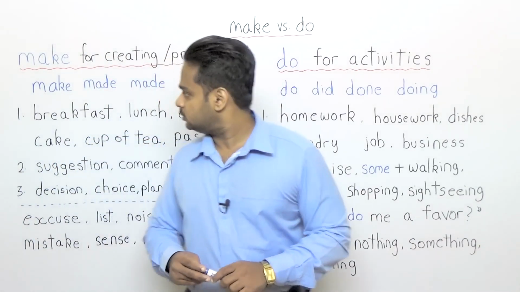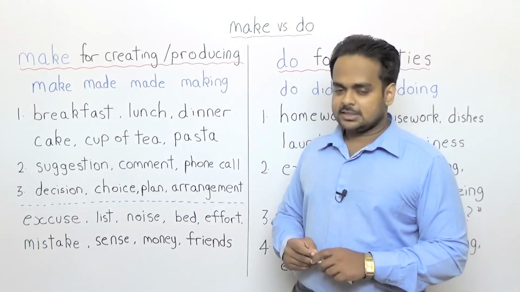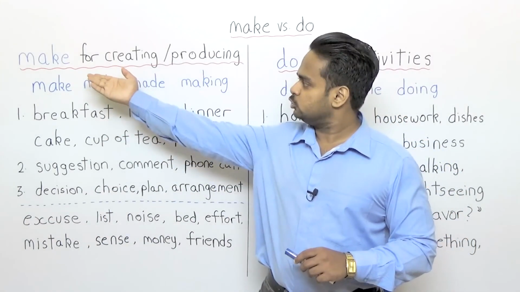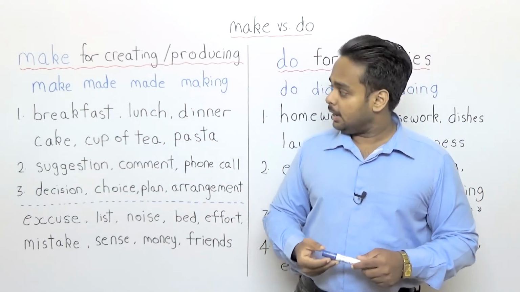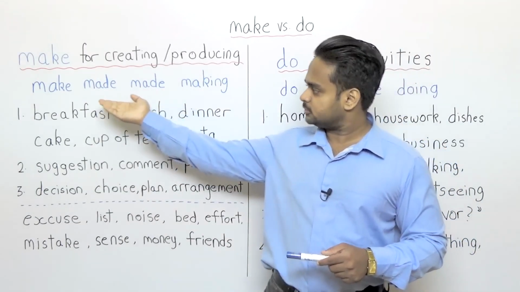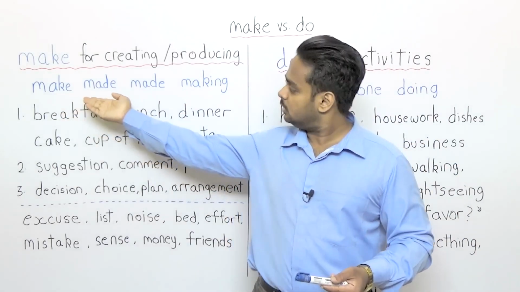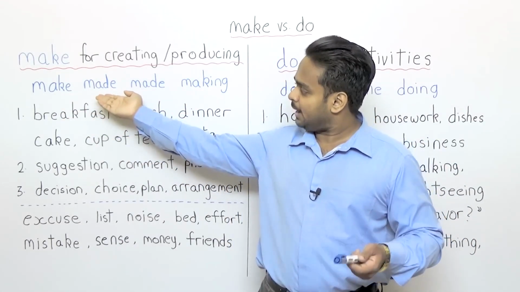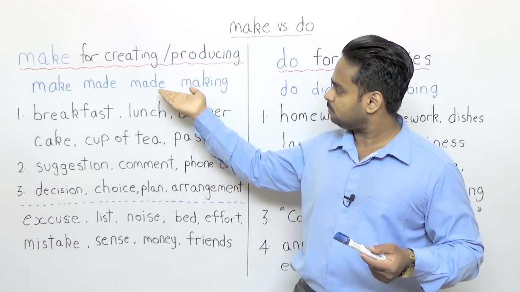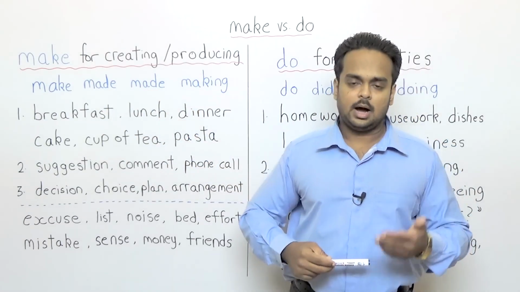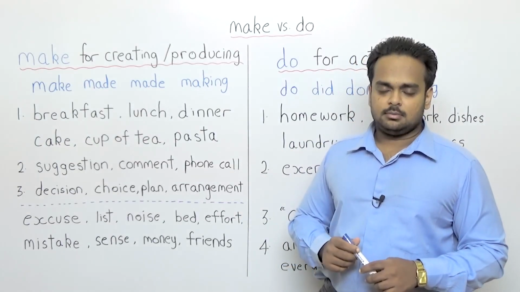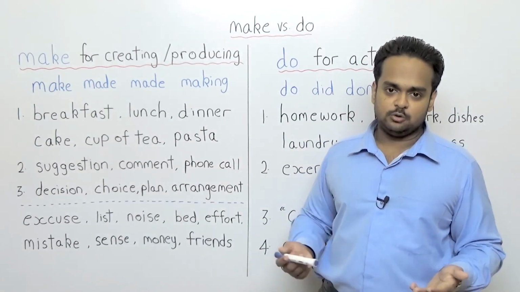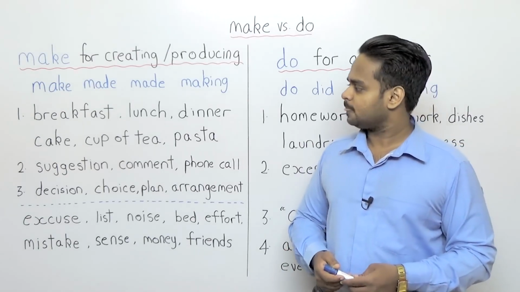Let's now talk about make. As I said in the beginning, make is used to talk about creating, producing, or constructing something. And make occurs in these forms. Make in the present, made in both the past simple and the past participle form, and making is the ing or the continuous form. Perhaps the most popular use of make is to talk about food.